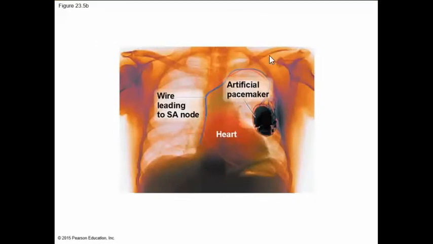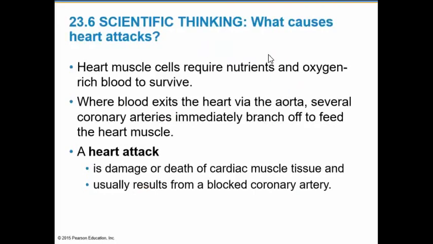Now, your heart muscle cells require nutrients and oxygen to survive. The heart has its own circulatory pathway. When blood leaves the aorta, it branches into the coronary arteries. There are several coronary arteries which supply all the heart muscle. They branch off this main coronary artery and they feed blood to all the heart muscle. Now, a heart attack is when, due to a blockage of a coronary artery, part of the heart does not receive circulation or oxygen, and it causes death or destruction to that heart muscle.